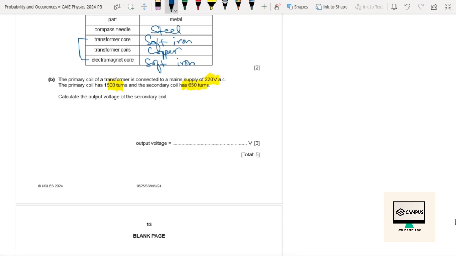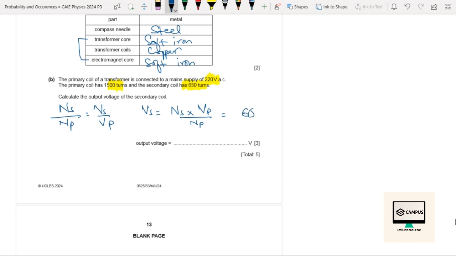So the formula was Ns over Np is equal to Vs over Vp. That is number of turns on the secondary side, number of turns on the primary side, voltage on the secondary side, and the voltage on the primary side. We need to find Vs. So Vs is equal to Ns times Vp over Np, which is the secondary voltage.